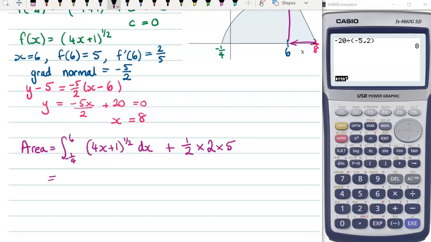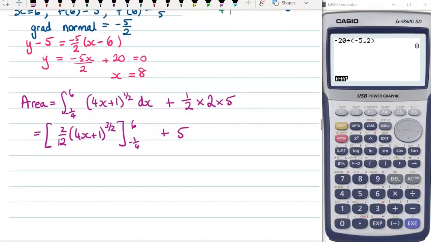Okay, now if we are to integrate this 4x plus 1 to the half, we raise the power by 1. That gives us a 3 over 2. Divide by the new power gives us a timesing by 2/3. We also need to divide through by the 4, so that turns that 3 into a 12. And we are doing that between minus a quarter and 6, and then we will add on the 5 for the area of the triangle just here. What I didn't spot, that 2 over 12 can be simplified to 1/6.